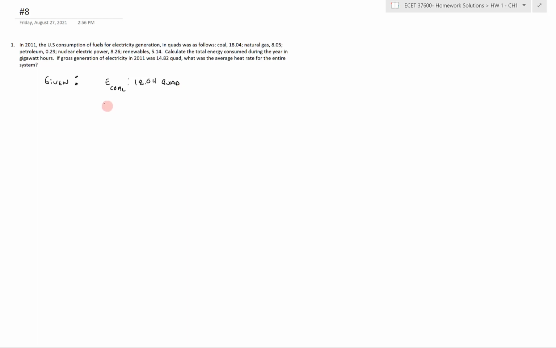So then we've got the energy that went into all the natural gas system plants in total. That was 8.05 quad in 2011. Petroleum. We'll use the symbol P to keep track of petroleum, just to keep ourselves organized. That was 0.29 quad. Then we've got nuclear power, energy in nuclear. That was 8.26 quad.